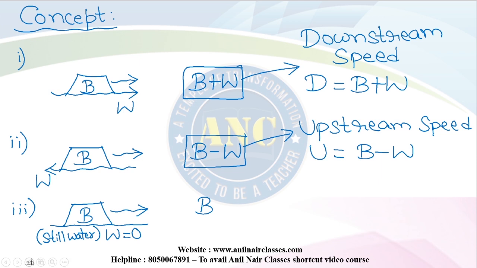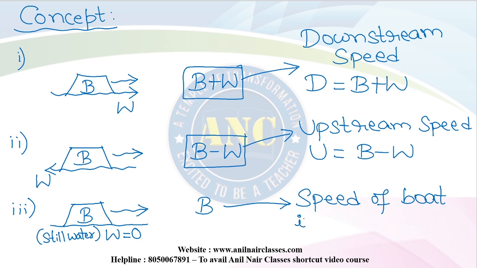Upstream speed is nothing but B minus W. Then what is this B alone? B is nothing but the speed of boat. But is there any specific scenario for the speed of boat? Yes. B is nothing but the speed of boat in still water. You can see that I have taken the third case where it is in still water.